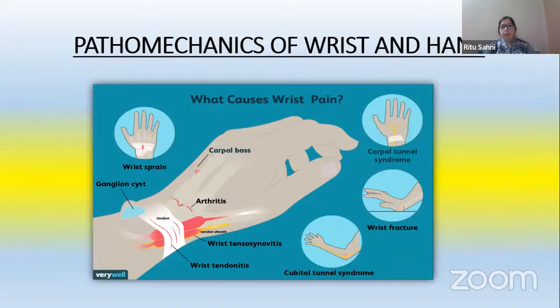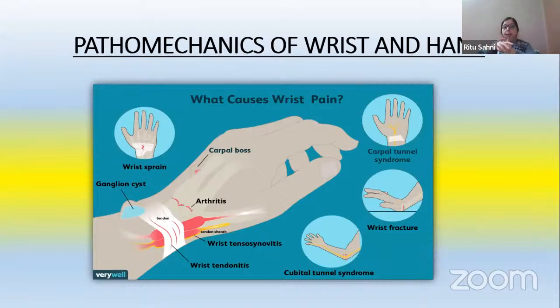And then after all these things, we will see the pathomechanics of the wrist and hand. There are so many structures. We cannot say that there are only neural structures or articular structures, because whenever we think about the wrist and hand, there are so many conditions that come to mind, such as a wrist sprain.